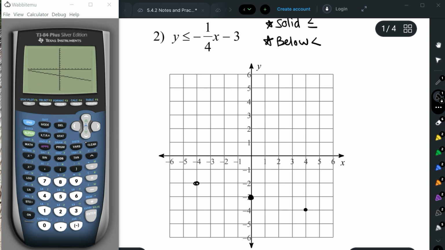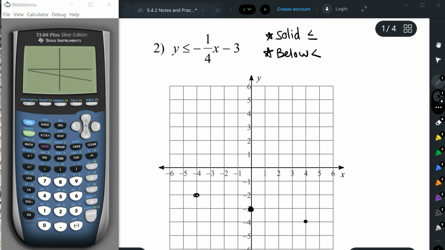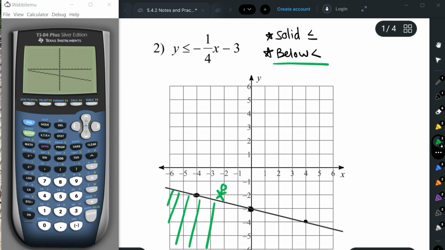Now this time around, you would use a solid line to connect those, okay? A solid line, and once again, we are shading below our graph. So again, above the graph is like where you could stand, but we want to shade below that, okay? So below the graph there.